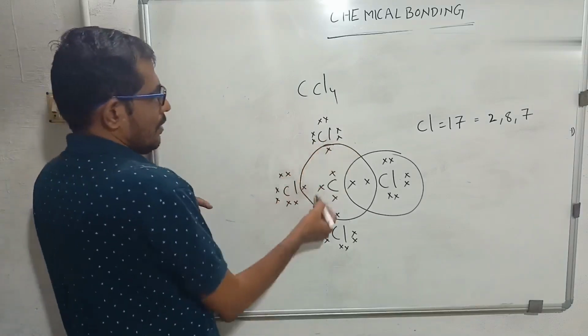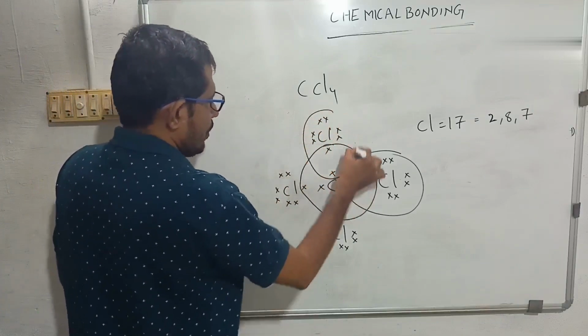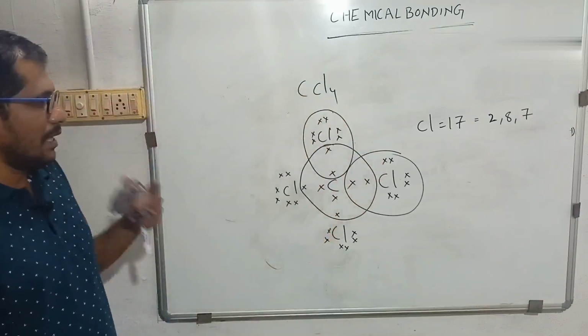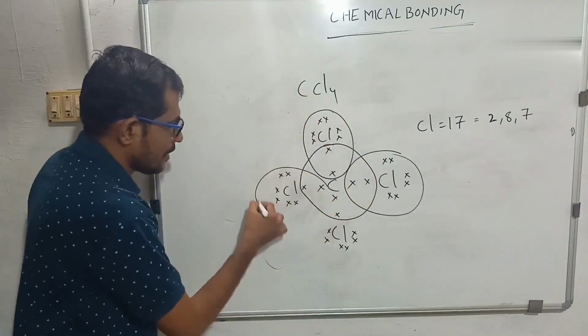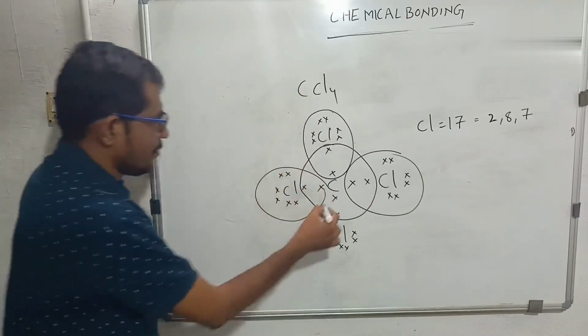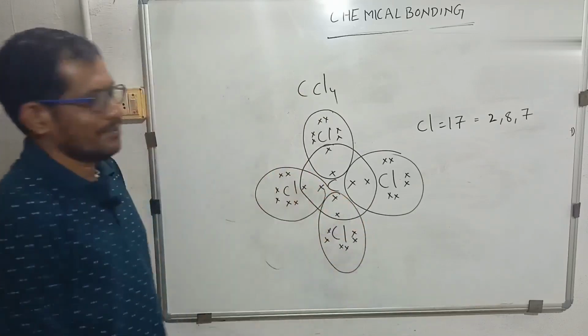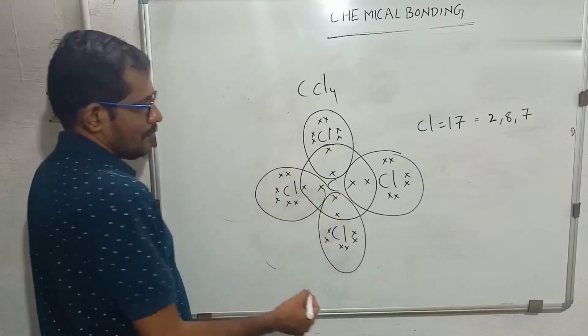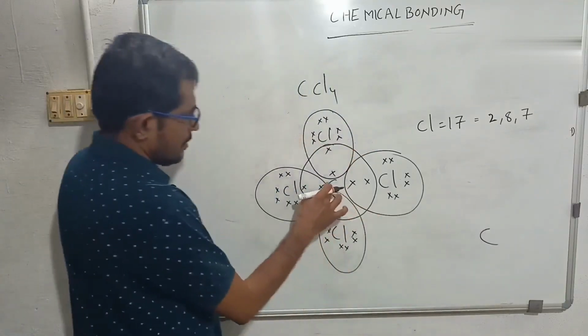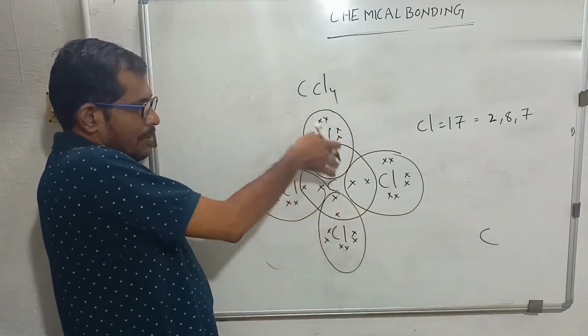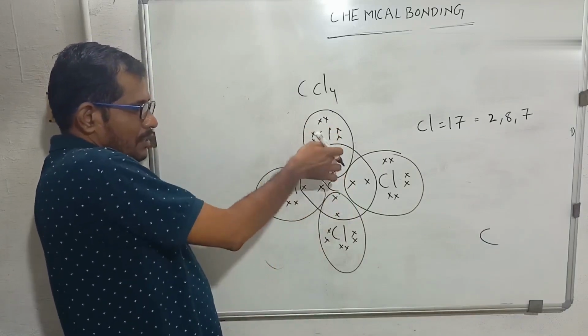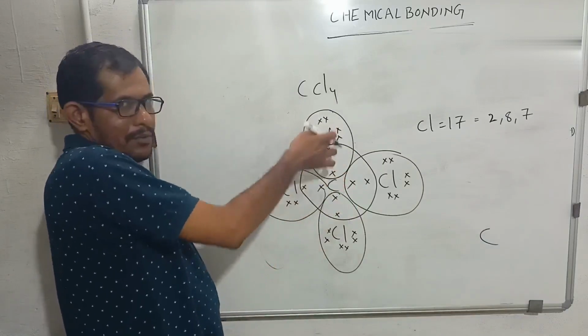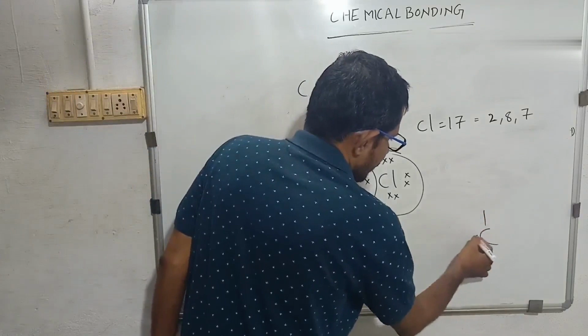So here, how will chlorine come? The circle will come like this. For this chlorine, the circle will come like this. For this chlorine, the circle will come like this. Now draw the bonds. There is only one pair of electrons between the carbon and chlorine, so a single bond will come.